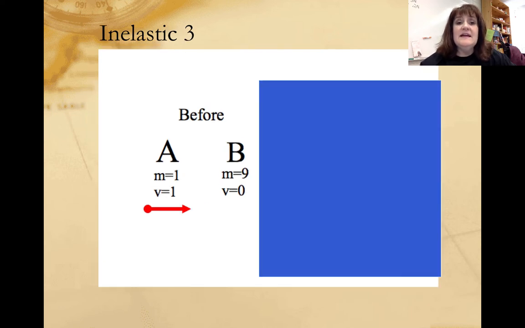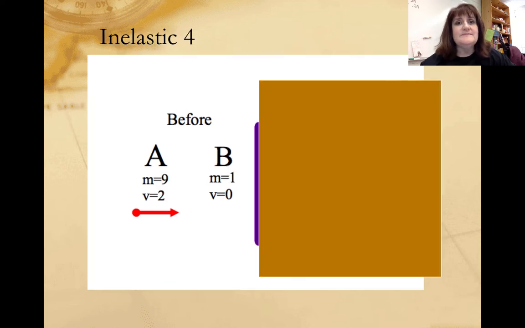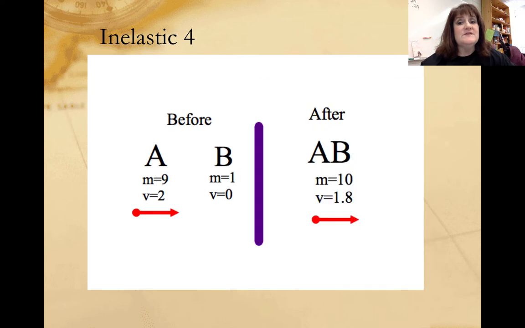In an inelastic collision, you have something small moving very slowly, hits something really, really big. It could virtually stop, or it could move so little it doesn't really matter. You could have a really big object moving quickly, hit a really small object, and when the two of them combine, it just kind of slows down a little bit. Again, this would be like catching a football or a basketball as you're running.